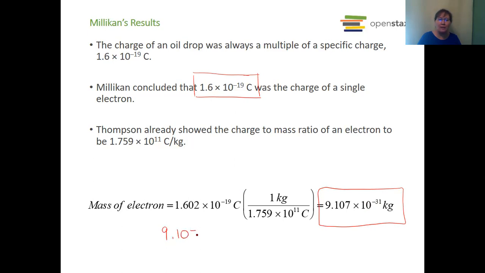We have 9.107 times 10 to the negative 31 kilograms. And you remember from chapter 1 that when we convert, there are 1,000 grams in 1 kilogram. So 9.107 times 10 to the negative 31st times 1,000 will give you 9.107 times 10 to the negative 28 grams. So it's going in that direction.